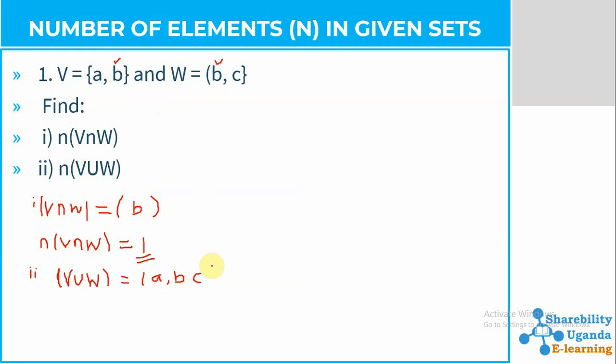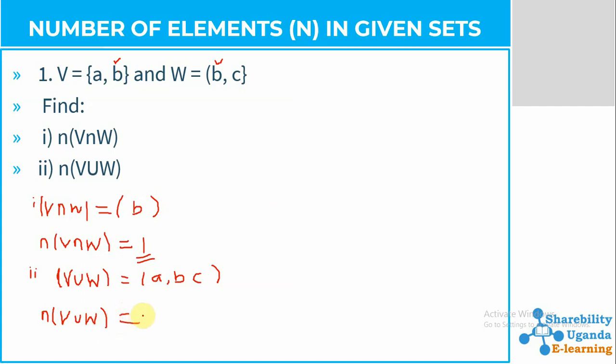Okay, so we can see that these are the members that are in V union W. Now they want us to find the number of V union W.